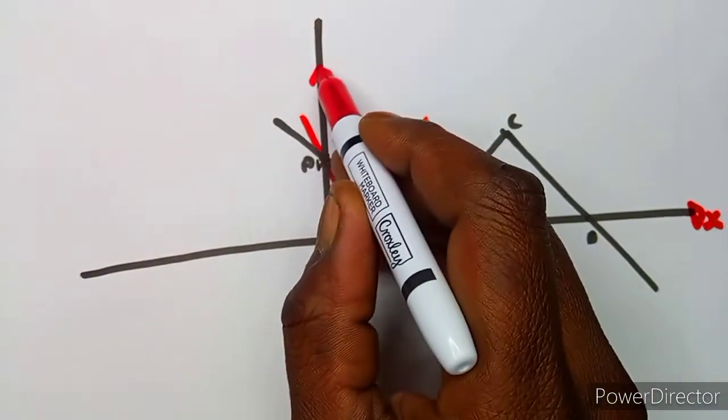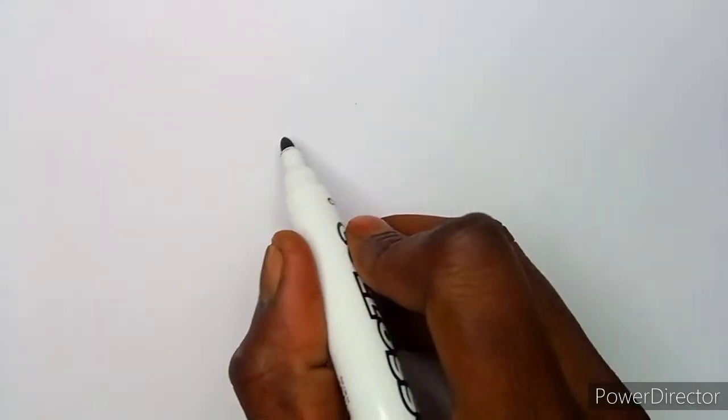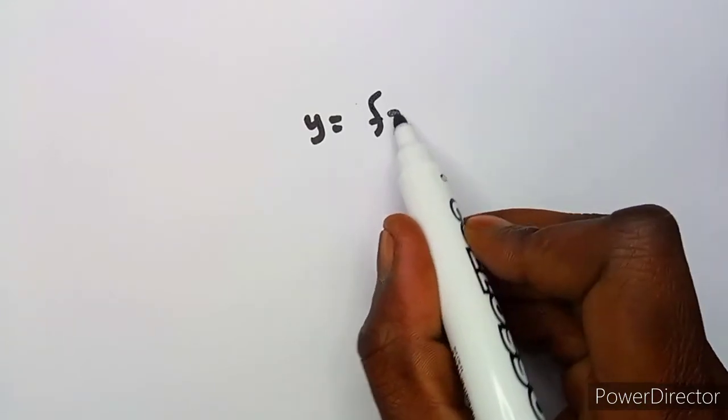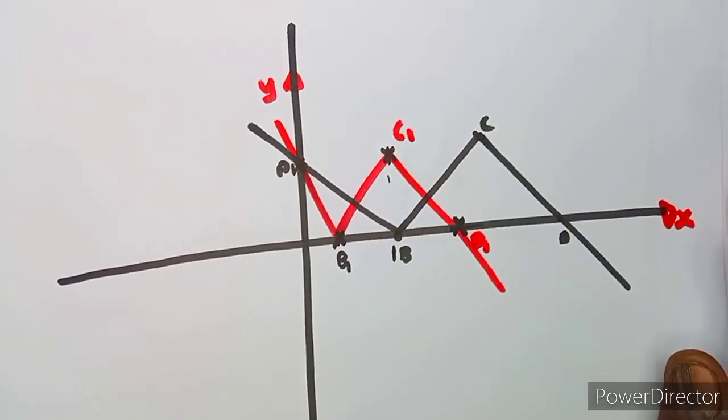All right, so this is how you work out this transformation, guys. So if my question was y equals f(x) plus 2, what does it mean, guys, from the concept that we talked about?